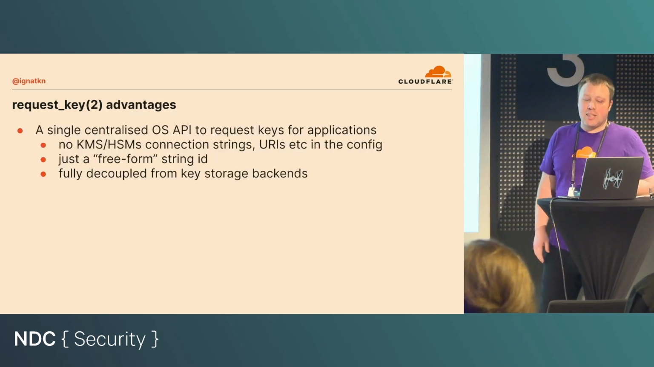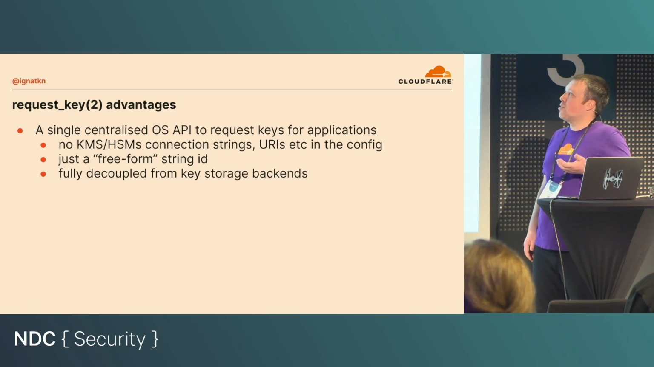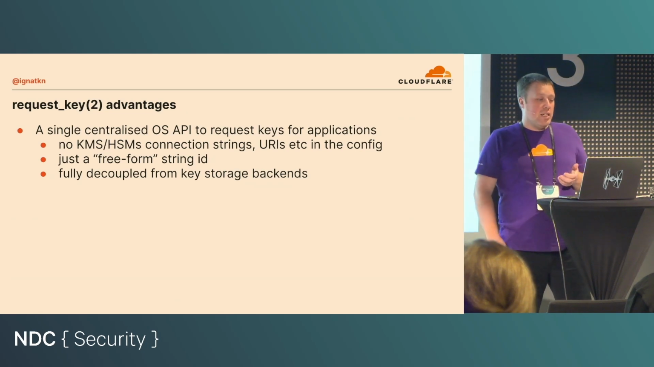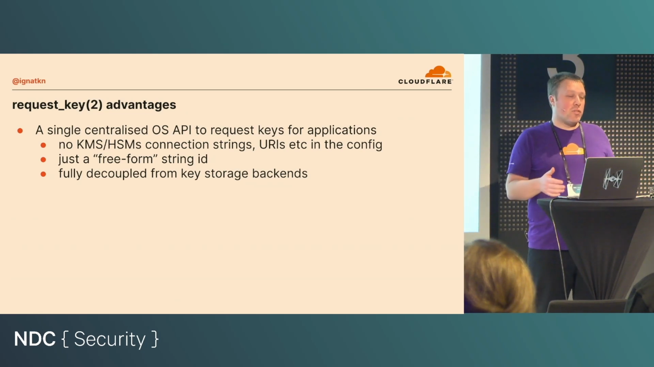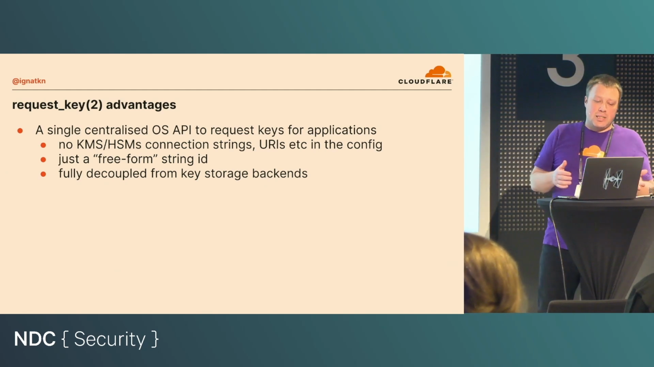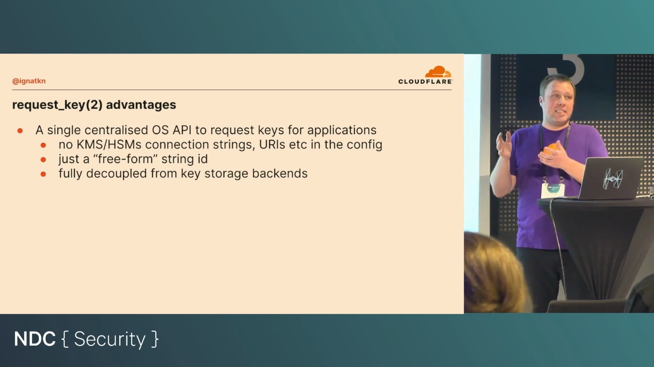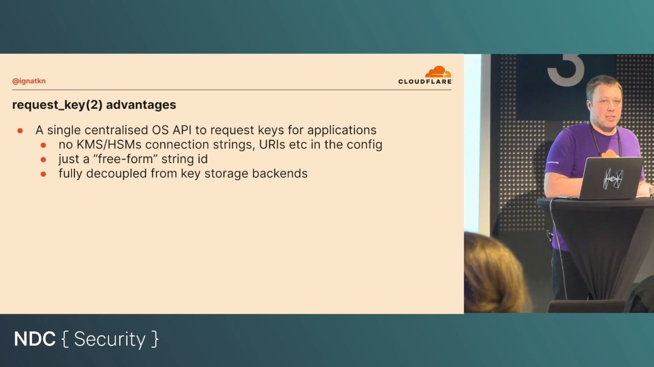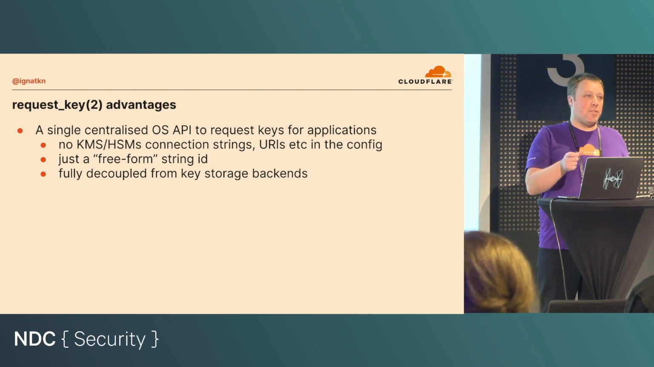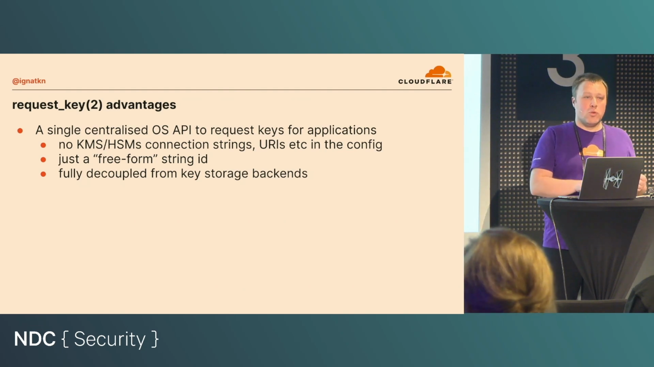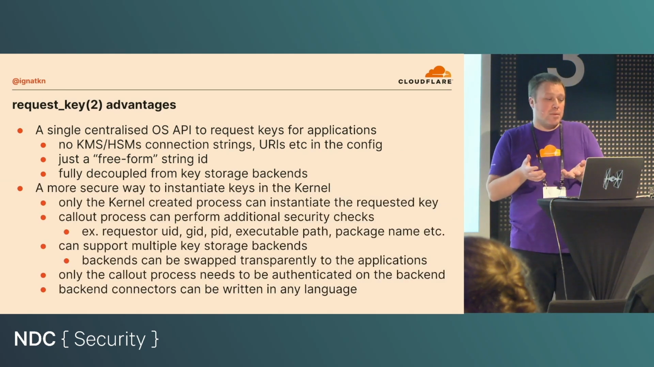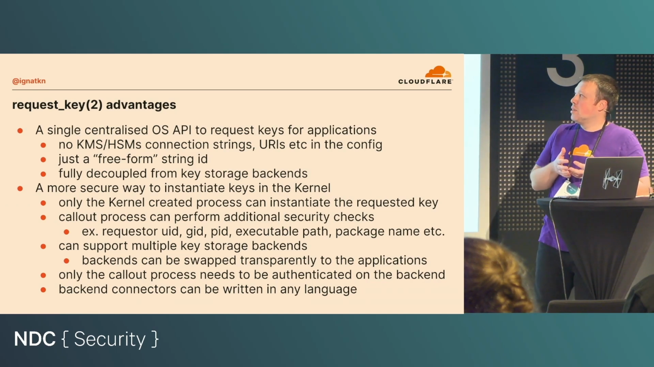Yeah, so request key is a single centralized operating system API to request keys for all applications. The advantage is there are no KMS or HSM connection strings for each application, no URIs, just a free-form string ID. This approach decouples your application code from your KMS system. The only thing the application needs to know is its key identifier, and it can do the request key operation, interacting with the Linux kernel. And it's a more secure way to instantiate keys in the kernel.